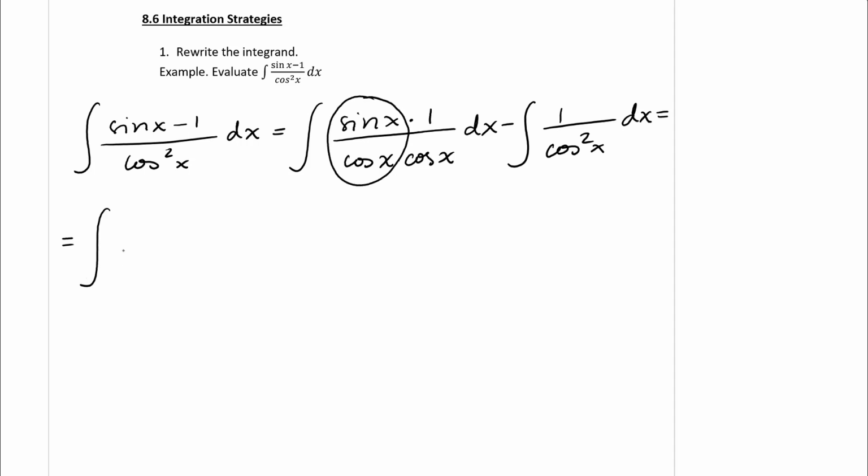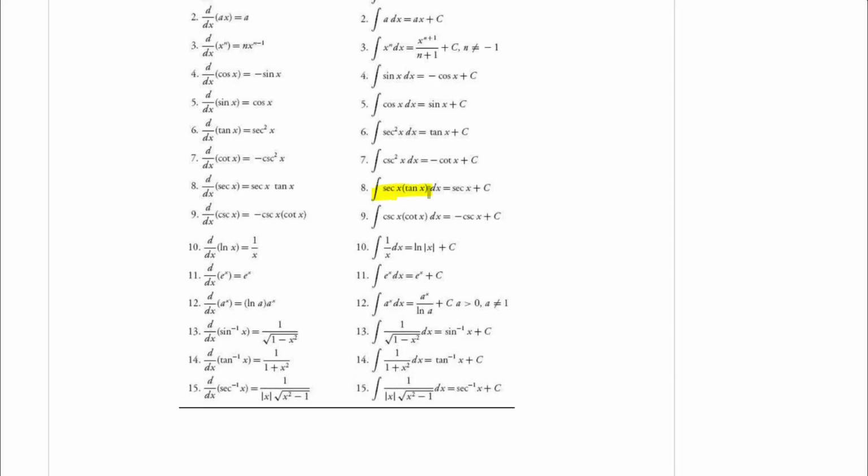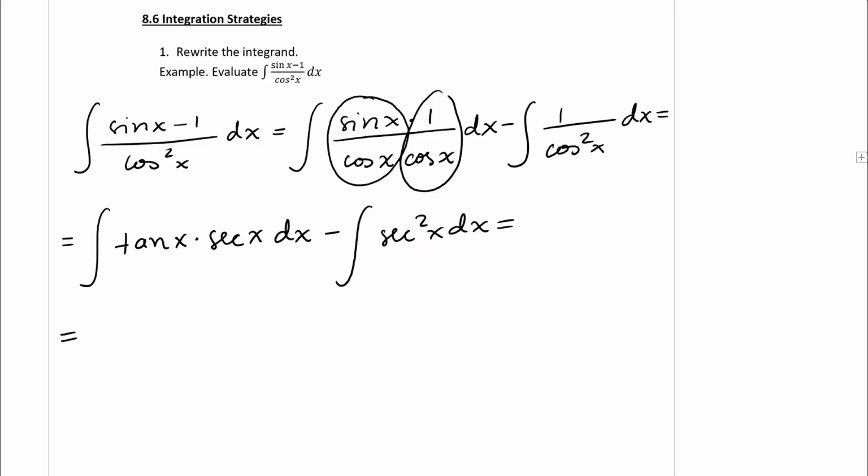If I multiply by a 1 in the first integrand, of course, it's not going to make any difference. And so I'm going to get the integral of tangent of x times secant of x dx minus, and the second integral is secant squared of x dx. Now, if we take a look at the integration tables, we do have the integral of secant of x tangent of x dx, which is actually secant of x. And we do have the integral of secant squared of x dx equal to tangent of x. So going back to our problem, we end up getting secant of x minus tangent of x plus c.